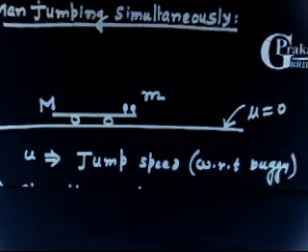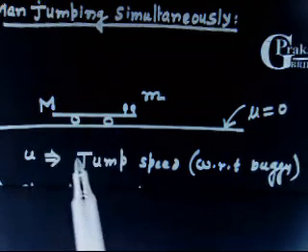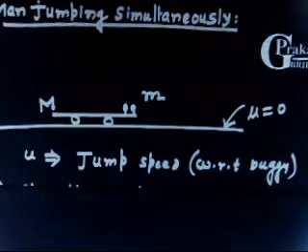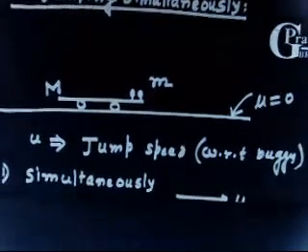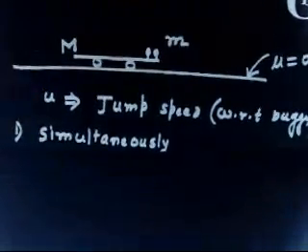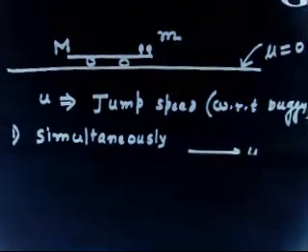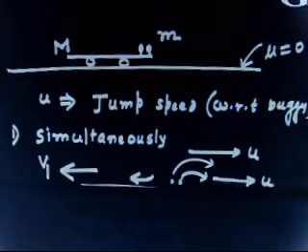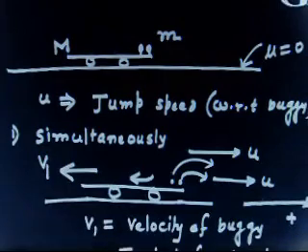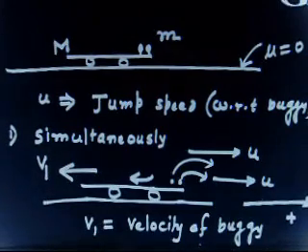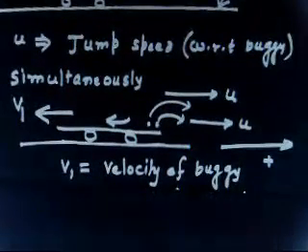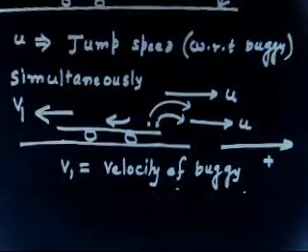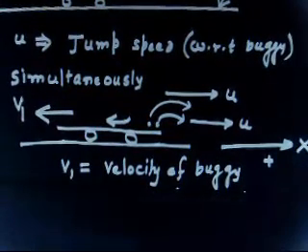So the first part of the question says when both jump at the same time, what is the velocity of the buggy after the jumping? So you have to find, first part, velocity of buggy after the jumping if they do it simultaneously. So if they jump simultaneously, this is the situation. I'll draw this one and then we'll discuss. This is the positive x-axis direction I have taken.